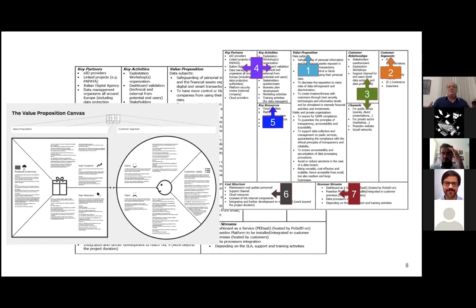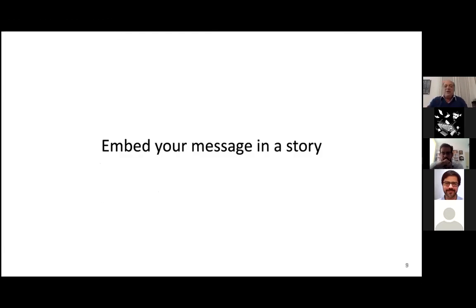We all of us have read books many years ago, when we were still young, and we still remember those books. Why? Because there's a story underneath that book. So you should embed your message in a story.